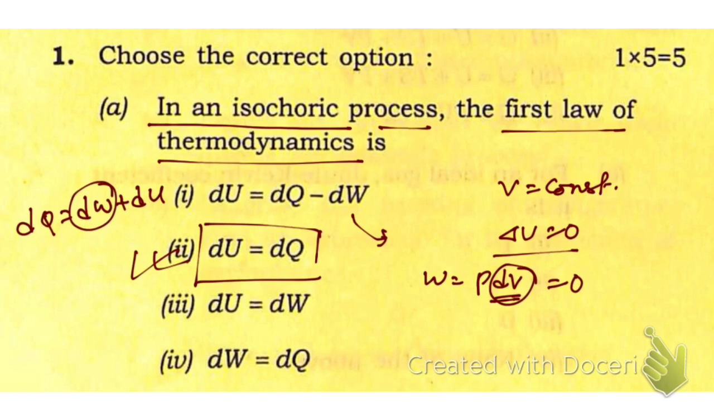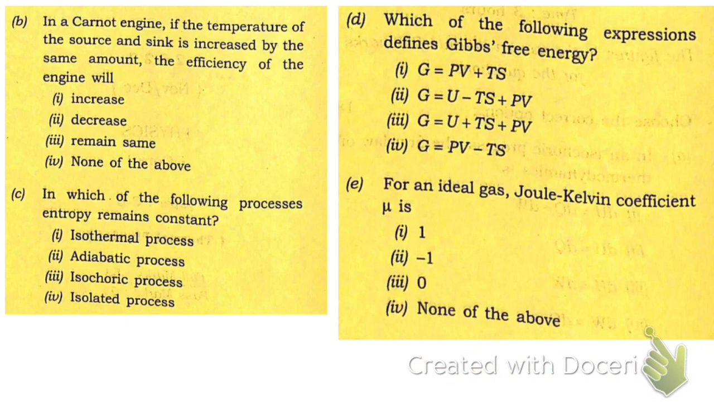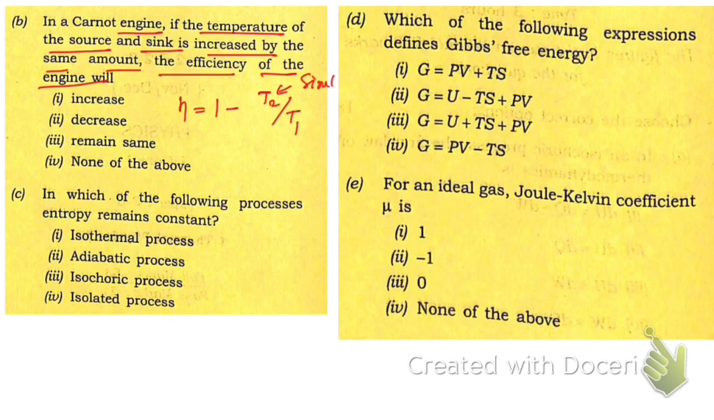Hope you have understood this. Now let's move on to the next question. If in a Carnot engine the temperature of the source and sink is increased by the same amount, the efficiency of the engine will be... what will be the efficiency? We know in case of a Carnot engine, efficiency is given by 1 minus T2 by T1. T2 is the temperature of the sink and T1 is the temperature of the source.